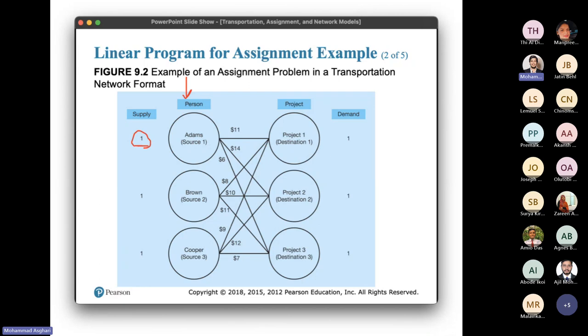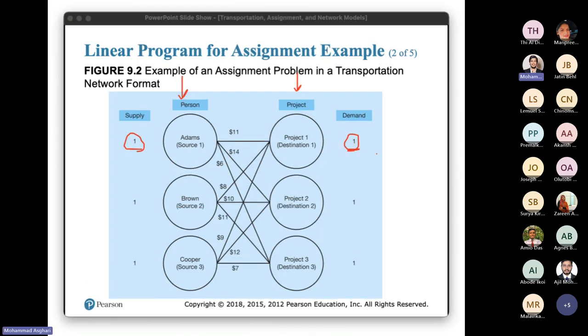So we have just one person that can be assigned to one project. If Adams is assigned to project one, you cannot assign Adams to another project. If project two is assigned to Brown, you cannot give this project to another person, for example Cooper or Adams. You can see the names of the projects here and consider them as destinations with a demand of one. So this is like a transportation problem, but instead of each capacity you just consider one, and instead of demand you just consider one. That makes the problem easy to model.